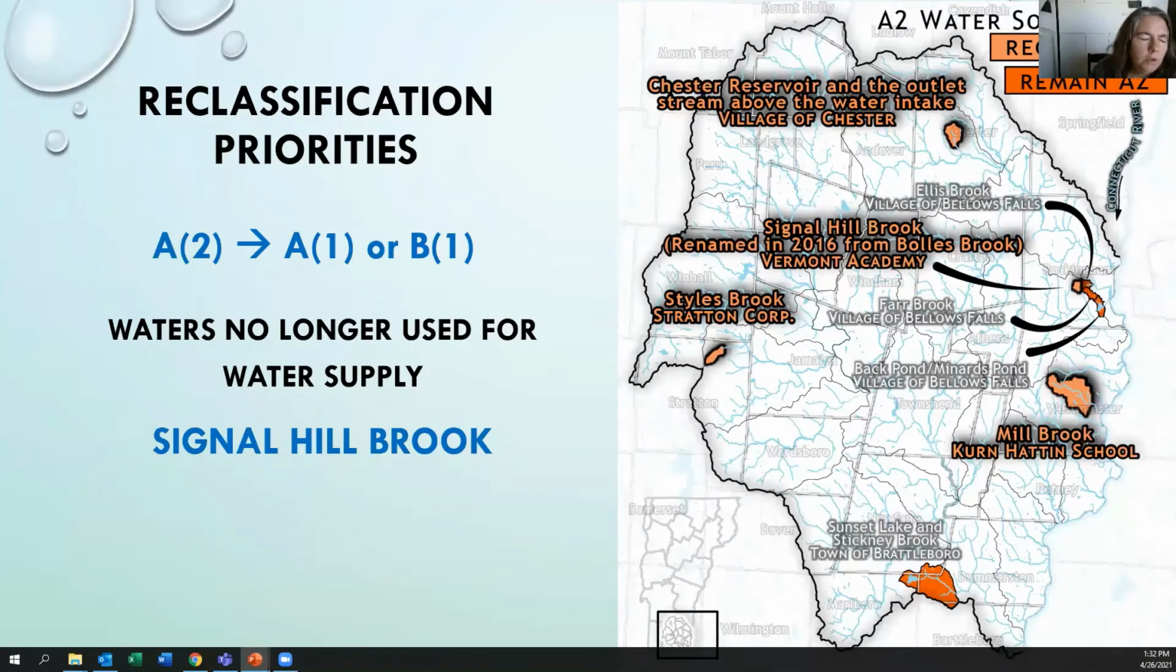Marie? Yep. So is that the section of the Saxtons River headwaters that's up on Glebe Mountain? Classified? Let's go back and see. And Bill, if you know from the map.